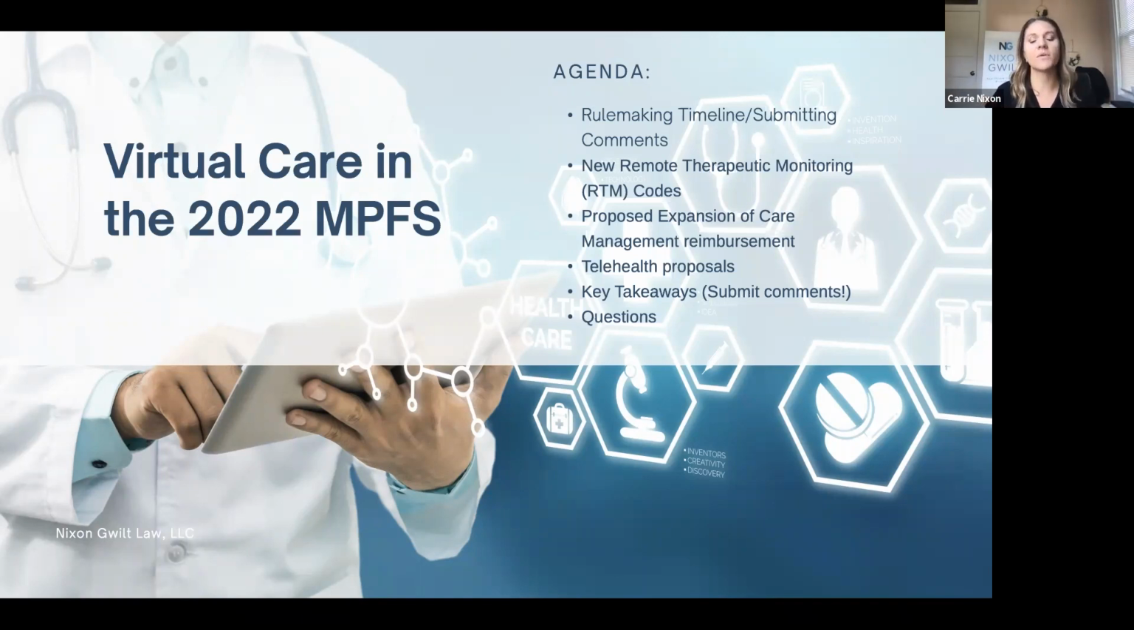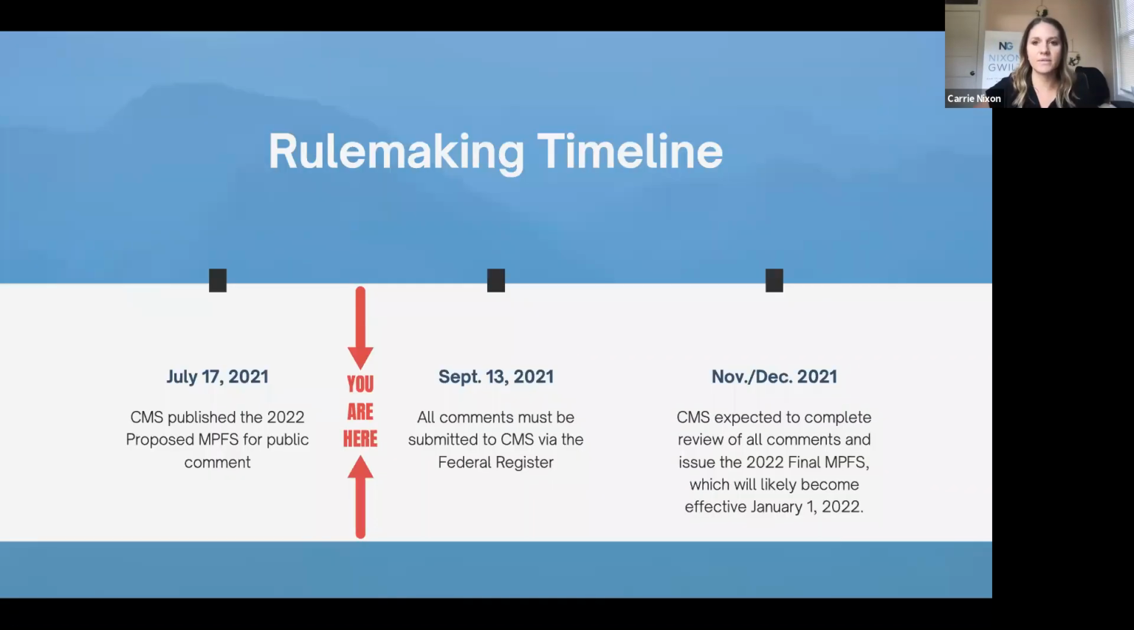Then I'll talk a little bit about the proposed remote therapeutic monitoring codes. I know everybody is really, really excited about them. We are as well. So I'm really excited to share with you everything that is in the proposed rule about them and how they are proposed to work. And once I'm done with that, I'll kick it over to Rima, who will talk to you about chronic care management, principal care management, and virtual check-ins. And then Rebecca will give you lots of really helpful information on the exciting proposals related to telehealth. After that, we'll give you just a couple of key takeaways for you to take from this into your comments that you're going to submit to CMS, and we'll open it up for questions from there. So let's just dive in.